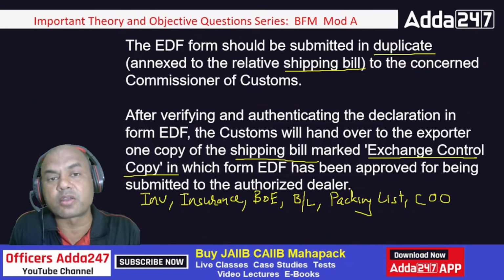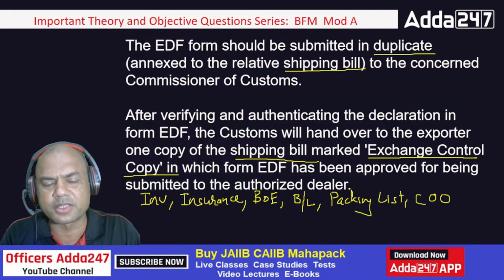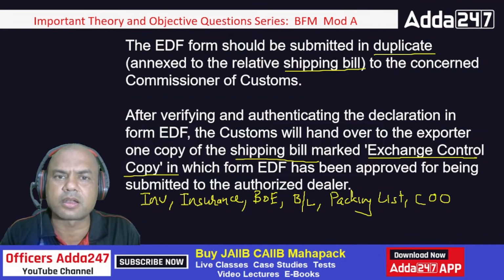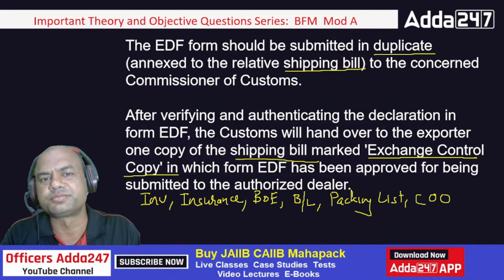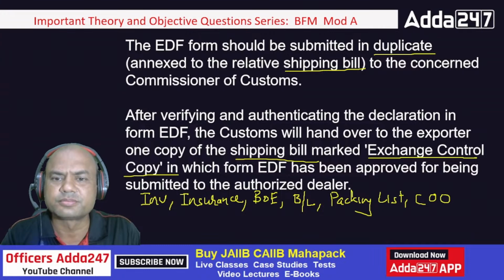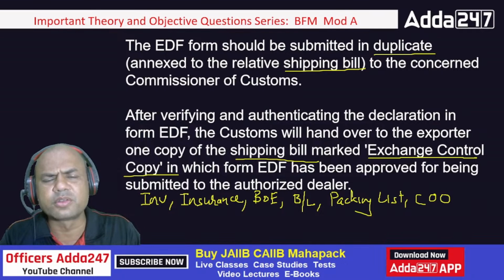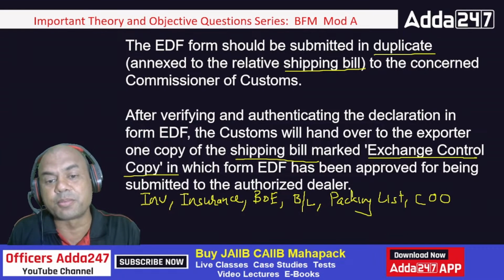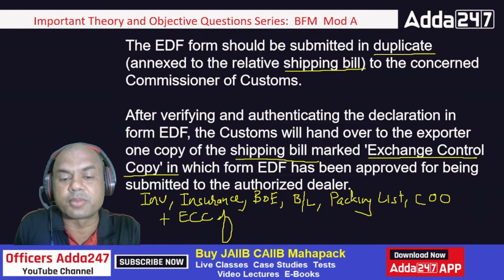Shipping bill is a printed copy. It comes out from the software of the customs. Once you submit this EDF, the customs office gives you that printout. Nowadays, everything is computerized and linked, so you don't need a printout also. You will study this in the ABM subject. So no need of physical prints nowadays. The exchange control copy of this shipping bill is to be submitted by the customer, plus ECC.